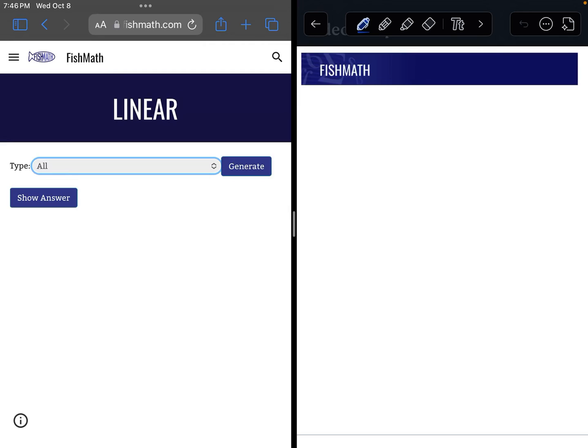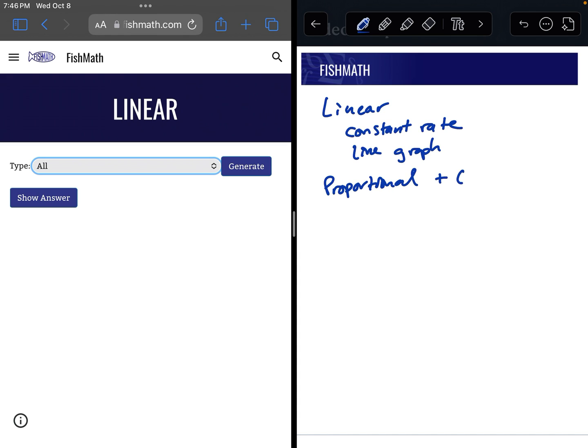Is it linear and is it proportional? So in order to be linear, we're looking for a constant rate on a table, or we're looking for a line on a graph. If it's proportional, we're going to look for those same things, plus it has to have 0, 0. So it has to be linear first before it can be proportional.